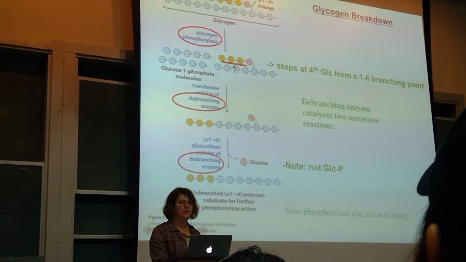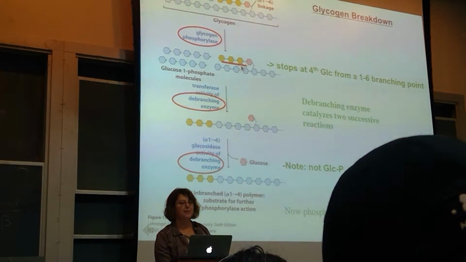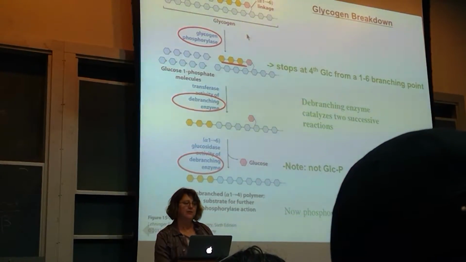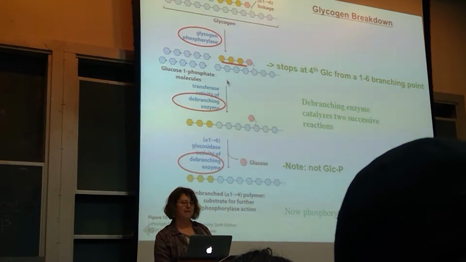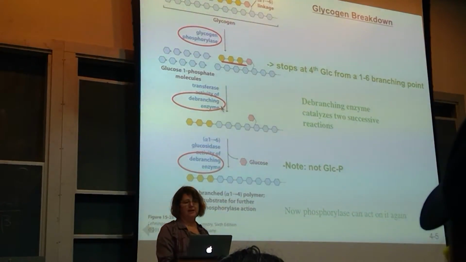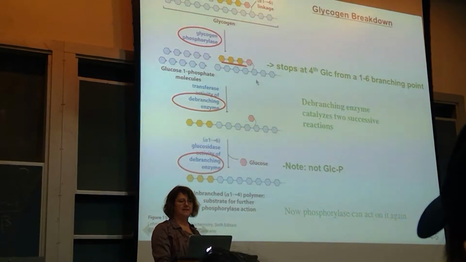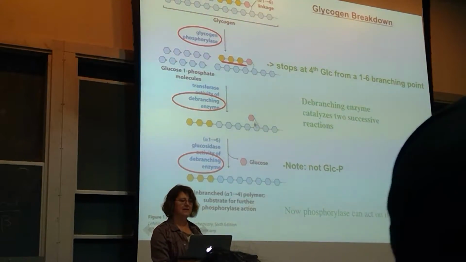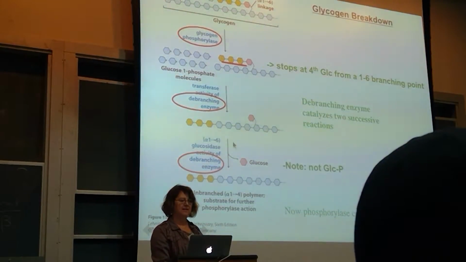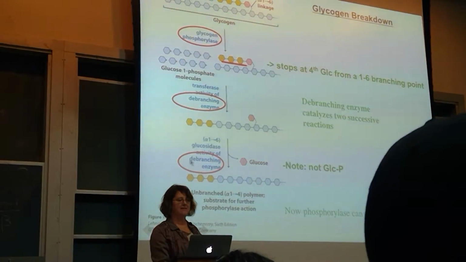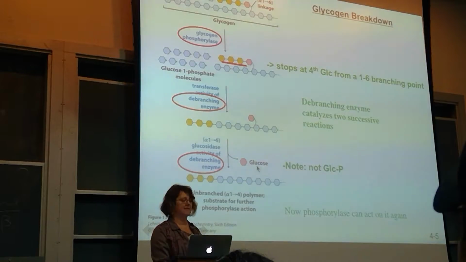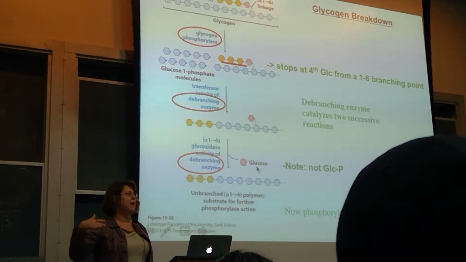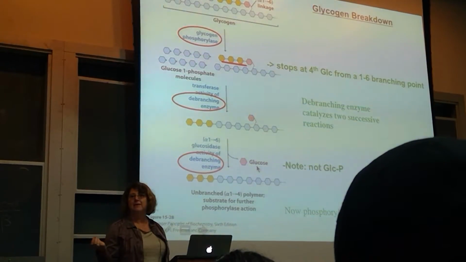So once you get to the 4th position, what you need to know is to understand this processivity. Once you get to this 4th position, you have an enzyme called a debranching enzyme, which has 2 activities. The first thing it does is a transfer here, and then it cleaves off this glucose. So you have lots of glucose 1-phosphates and then a glucose, right?